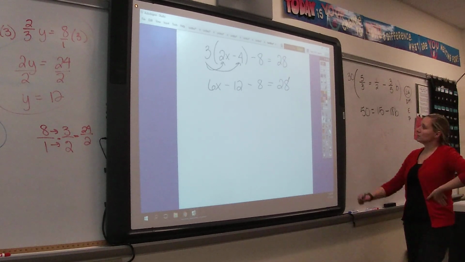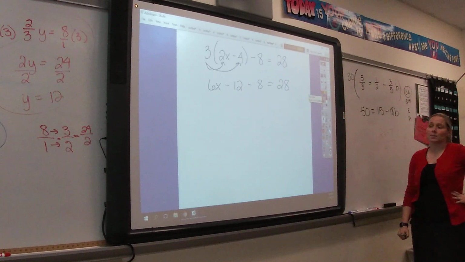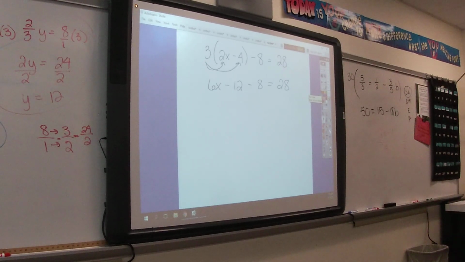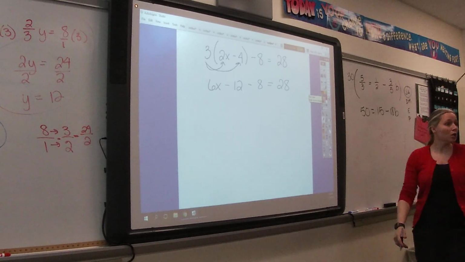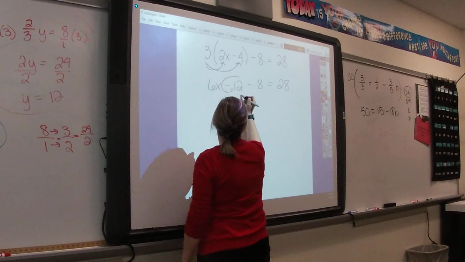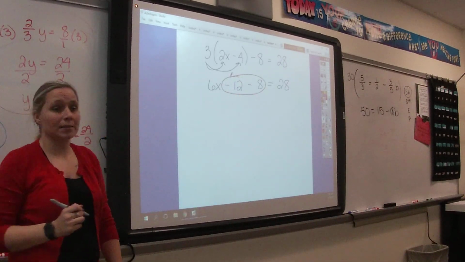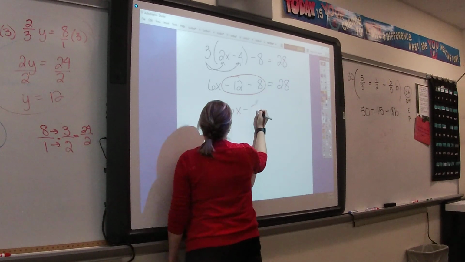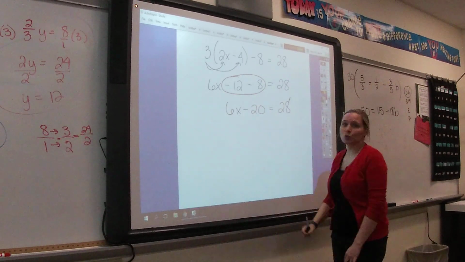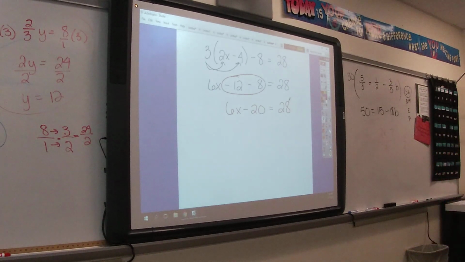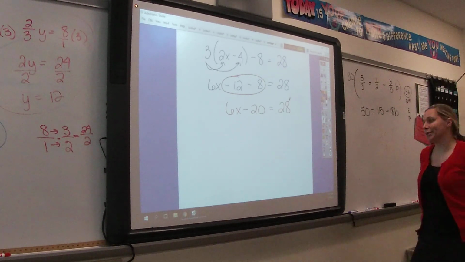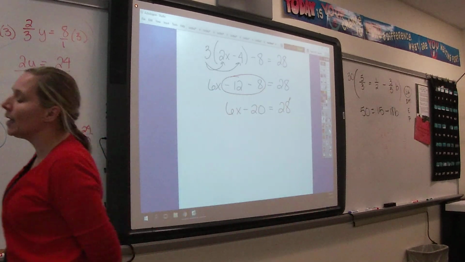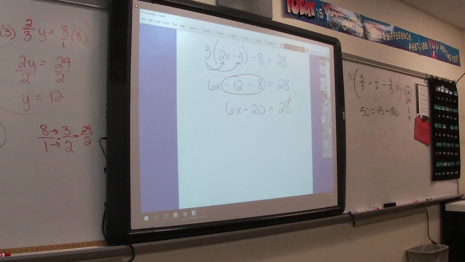Okay, step 2 says if there are like terms. Do we have any like terms? Yes. Combine them. What like terms do we have? Negative 12 and negative 8. What is that going to give us? So 6x minus 20 equals 28. Are we okay on that one? So far so good. Step 3, we're avoiding. Don't have anything. Step 4, if there is a large fraction. Do we have a large fraction? No. Nope, so we're going to skip it.